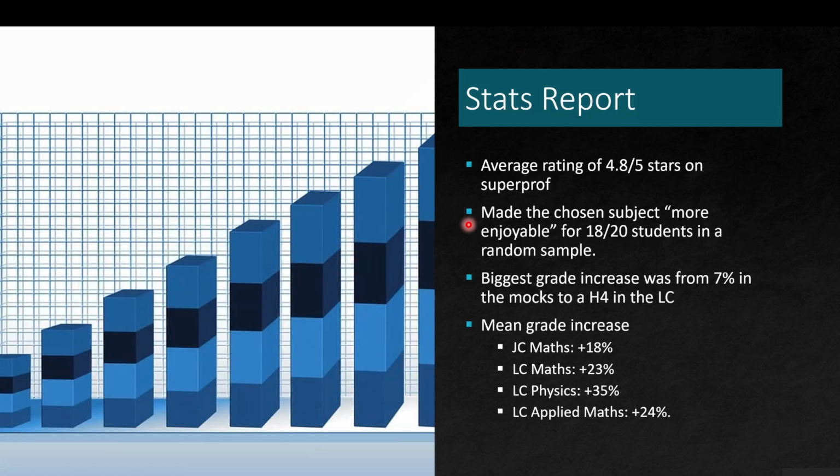Now, everyone loves a good stats report. On the Superprof website, I have an average rating of 4.8 out of 5 stars. And from a sample of 20 students, I made their chosen subject more enjoyable for 18 of them. And even with the 2 of them, because I have it written on a tablet beside me, it only made it slightly better. So not necessarily so much more enjoyable.